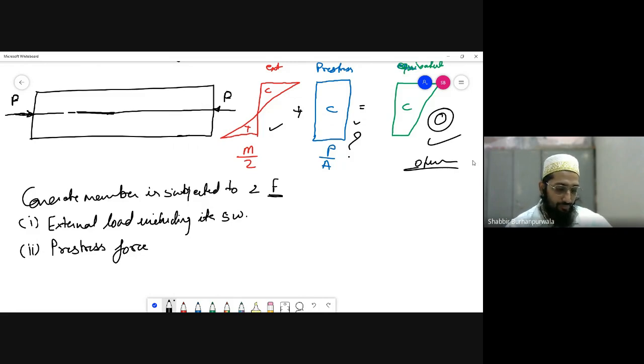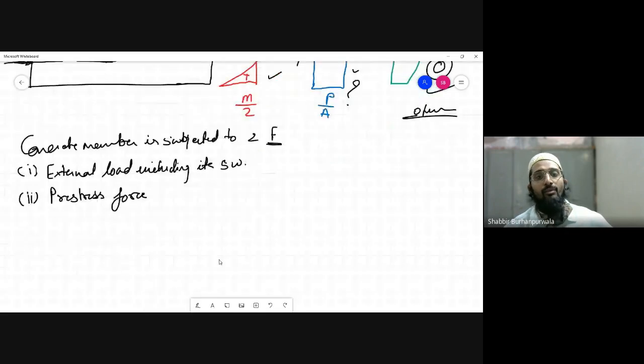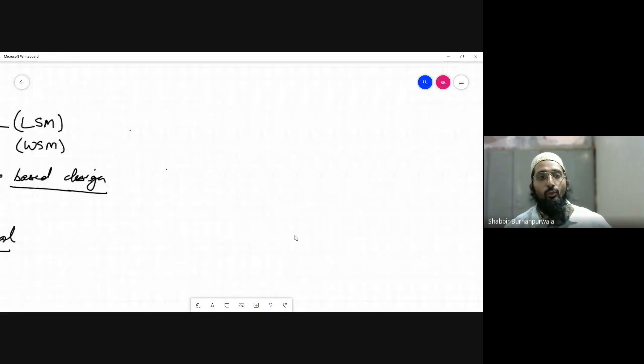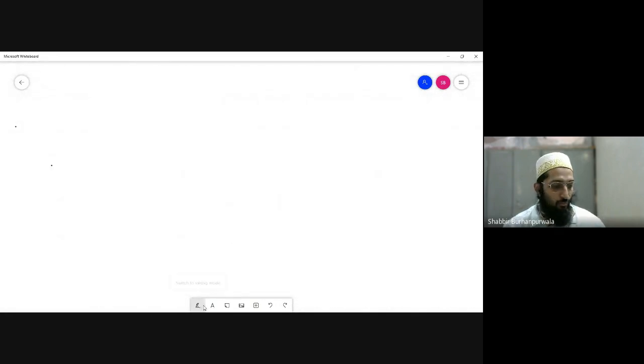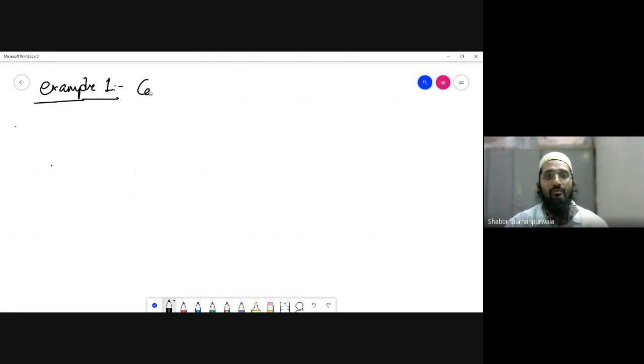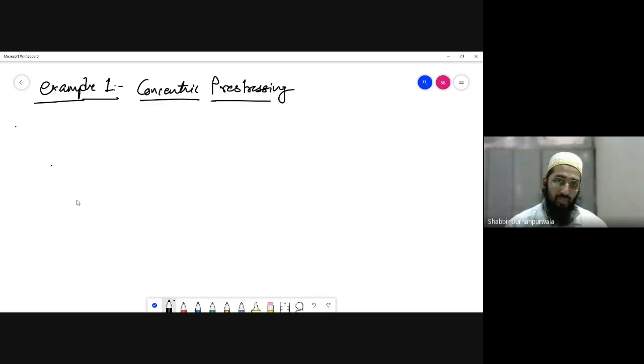So now let us start solving a few examples. Now, for the example part, I'm not going to solve any examples over here. I'm going to show you what concentric is and what the formulas for concentric are, and then you are going to receive a tutorial in which we have some numerical values assigned to these problems, and then we are going to solve it. So example 1 is concentric pre-stressing.